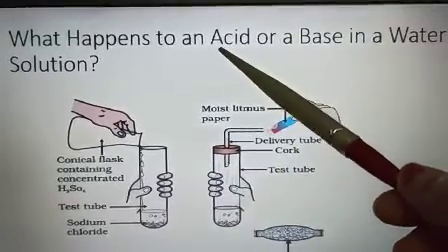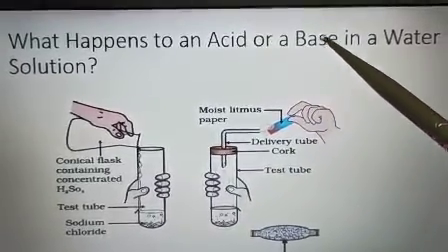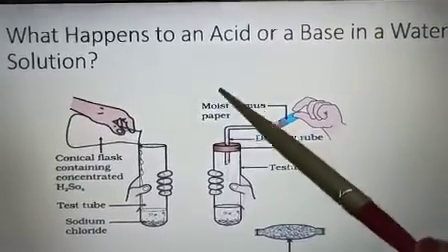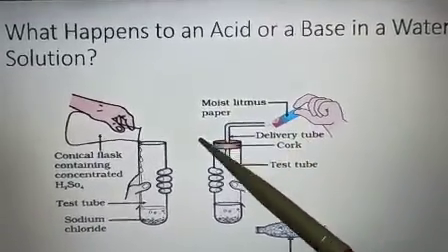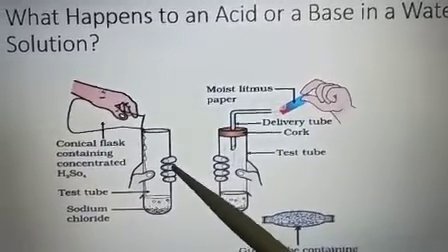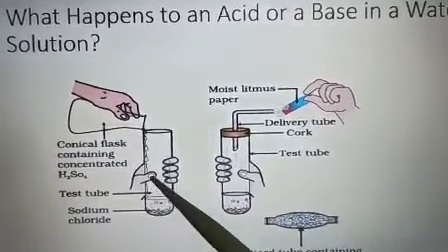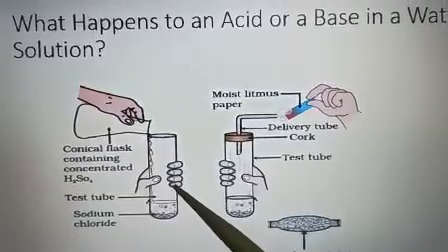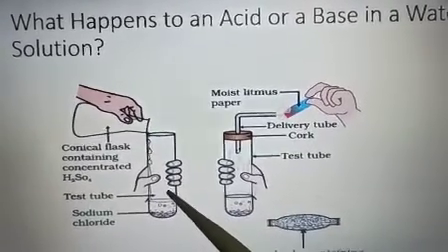Today we will discuss what happens to an acid or a base in a water solution. Let's begin with this activity. In this activity we are taking a test tube. We have to take a dry test tube, right? There should be no water in the test tube.